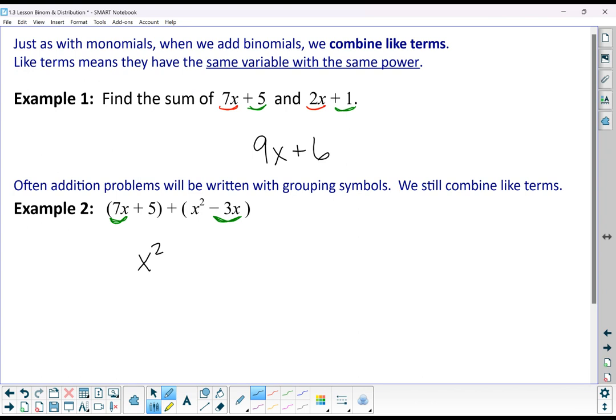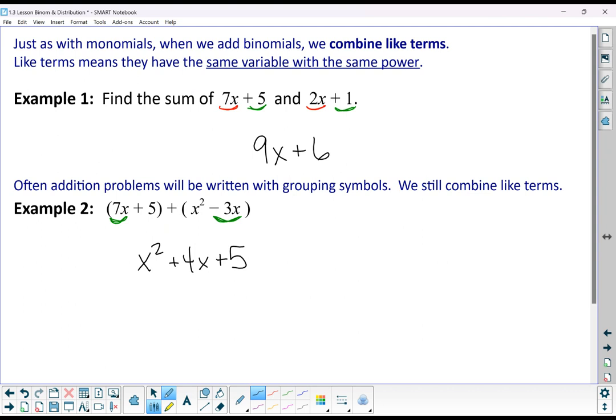So I'm going to start my answer with that most powerful term, x squared. And now I have this 7x, which is going to combine with a negative 3x to give me a total of 4x. And then I also have this constant 5, and there isn't any other constants to combine with that 5. So that 5 will just stay as part of my answer. So when I add these two binomials together, I get x squared plus 4x plus 5.